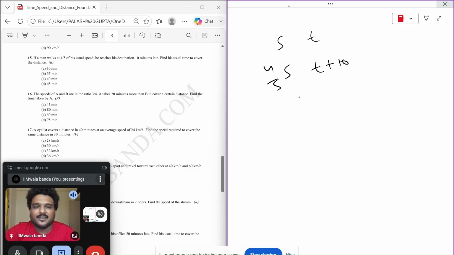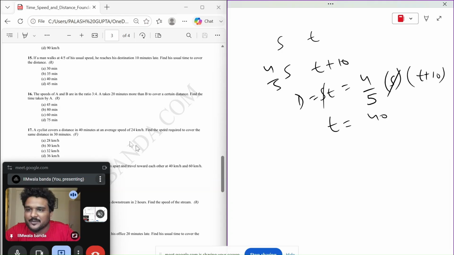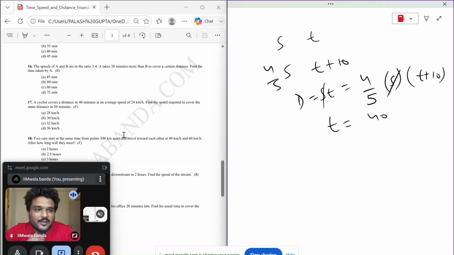So basically distance is speed into time, and it is also speed into time. So again, s and s will get cancelled. 5t here, 4t here, so 40 will come here and 40 will remain here. So time will be, question is all over, so time is 40. Hey, it's not in the options. Have I done some silly mistake?